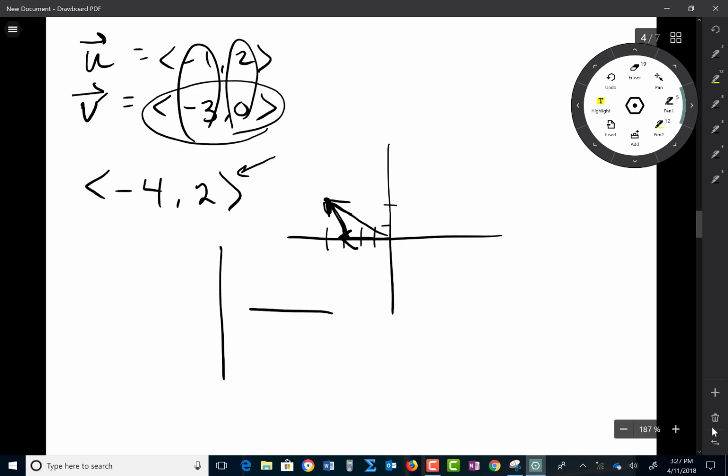Or you could do this. You could say, okay, if I start at 0, 0 and I go out to negative 1, 2, which is the other one, which would be right here, and my addition of the two vectors would be here.